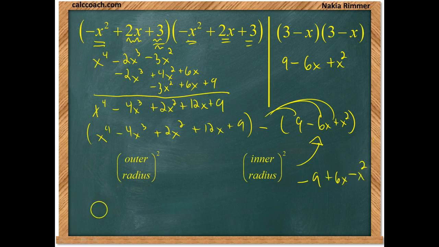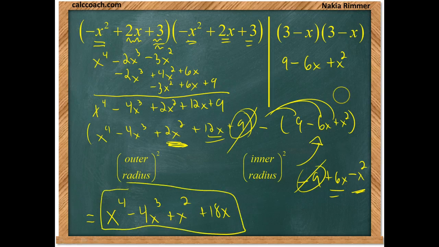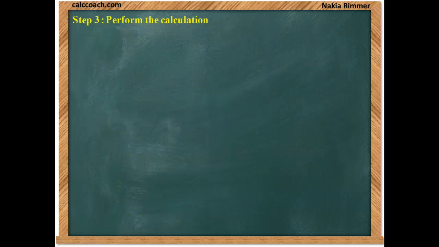And so combining the terms, here's what we're going to have in our integrand. x to the fourth minus 4x cubed plus x squared plus 18x, and then our 9s actually end up canceling out. So this is our integrand, outer radius squared minus inner radius squared. That's what we integrate from 0 to 3, and we multiply by pi. Don't forget to multiply by pi. And now we'll move to the third step, which is actually to perform the calculation.